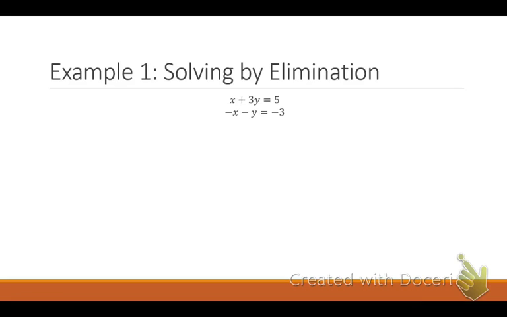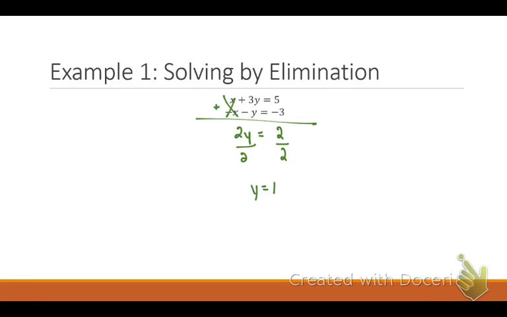Okay. So what did you cancel? You canceled your x's. x minus x cancels. Remember, you're adding these equations together. So 3y minus 1y, 2y equals 2. Divide both sides by 2. y equals 1. Okay? How'd you guys do? Walking around, I think everybody's pretty squared away on that.